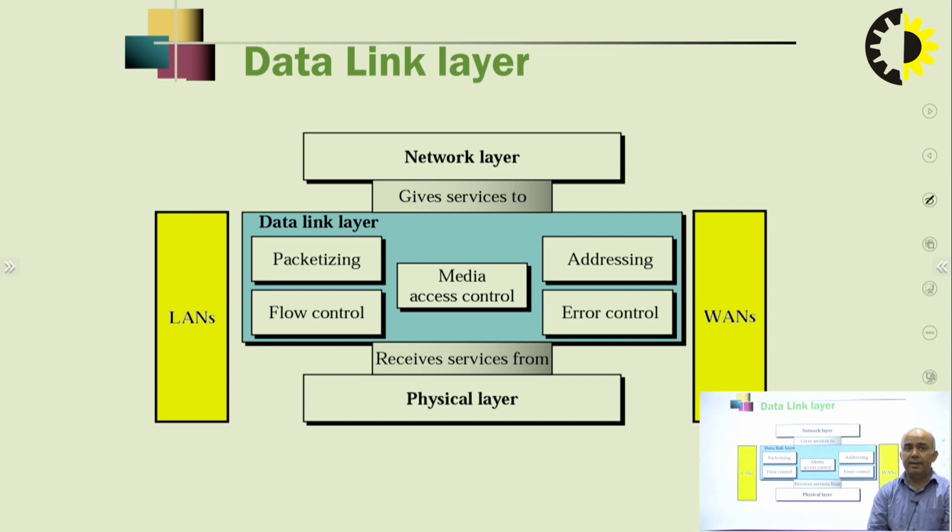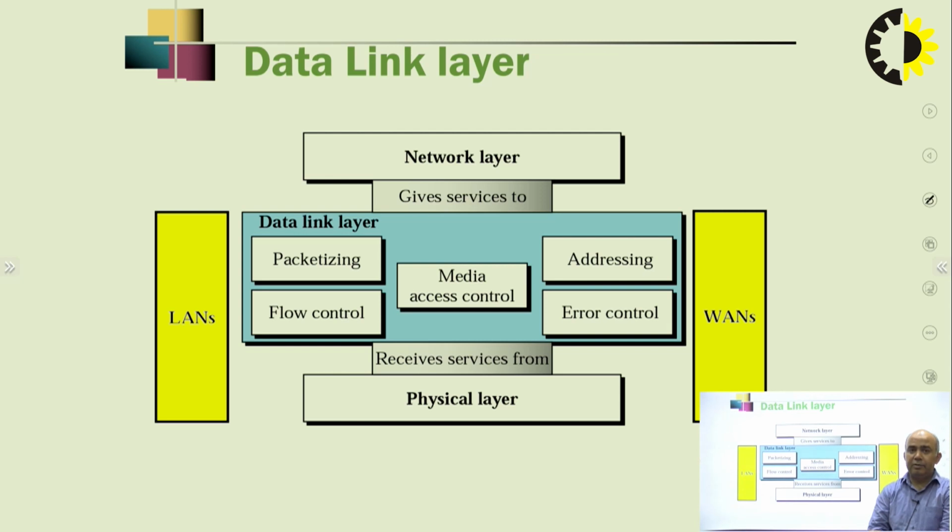the data link layer resides between the network layer and the physical layer of the OSI model, where these layers interact with each other. There are certain duties performed by the data link layer: packetization, flow control, media access control, addressing and other controls. Data received from the network layer is given to the data link layer, and then the data link layer gives it to the physical layer.